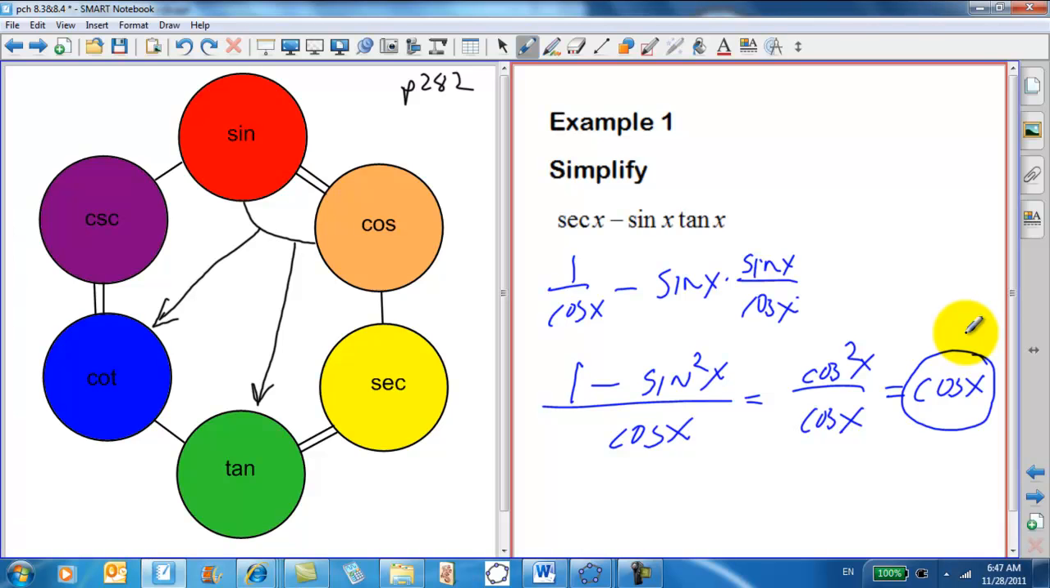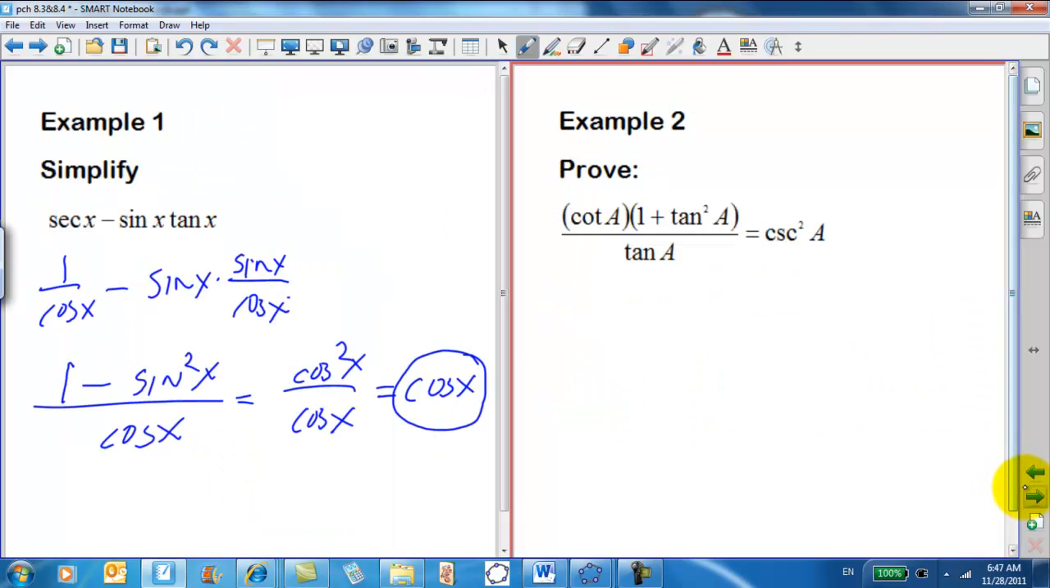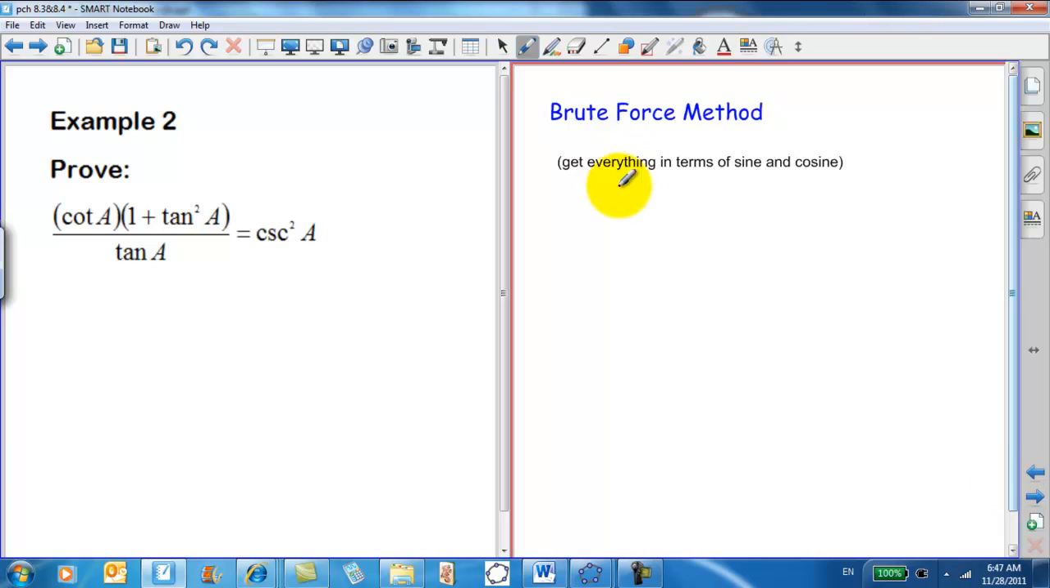Now let's do this proof. I'm going to start with something called the brute force method. Get everything in terms of sine and cosine. This is sort of the form of last resort, because we might see that there might be an easier way to deal with things.